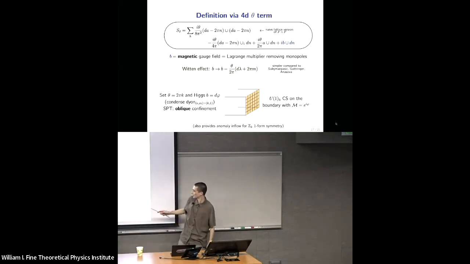Okay. And we can couple the bulk to background fields for this one form symmetry, and we get anomaly inflow, all just directly on the lattice.